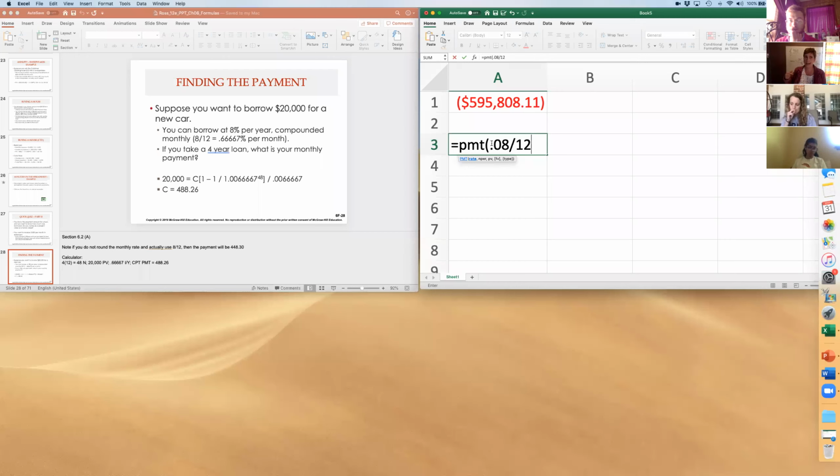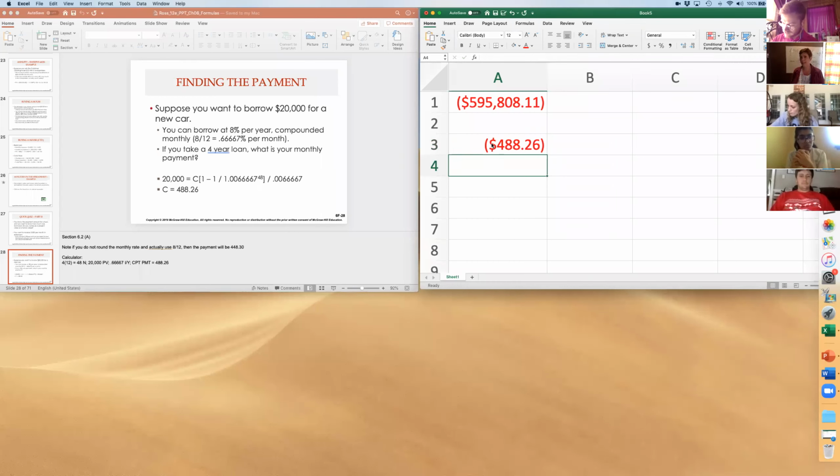If you want your answer in monthly terms, you must put everything into Excel in monthly terms. So that's a monthly interest rate of 8% divided by 12. The number of periods is going to be 4 years times 12. That's 48 months. And then the present value is 20,000. Close up the parentheses. Our monthly payment for that car is going to be $488.26.